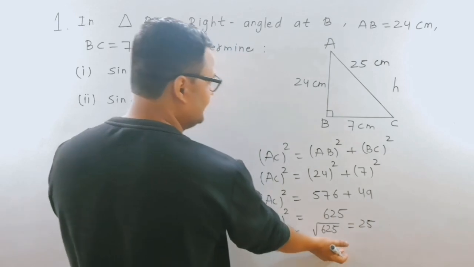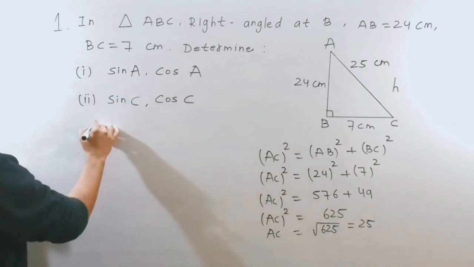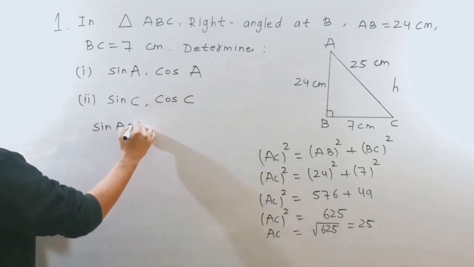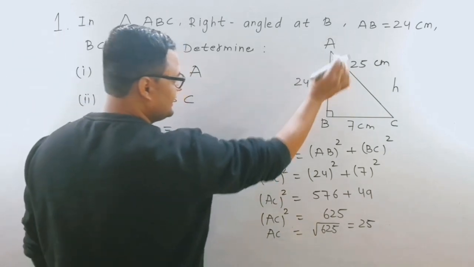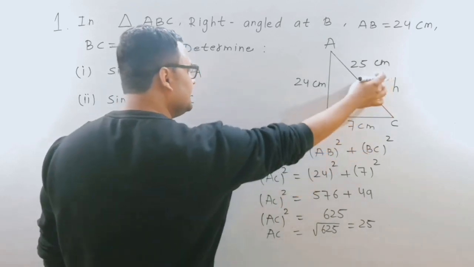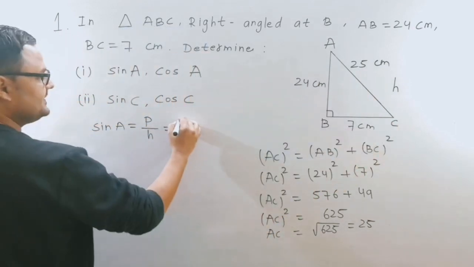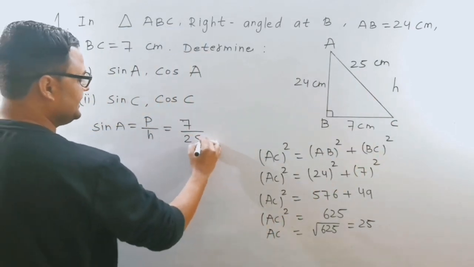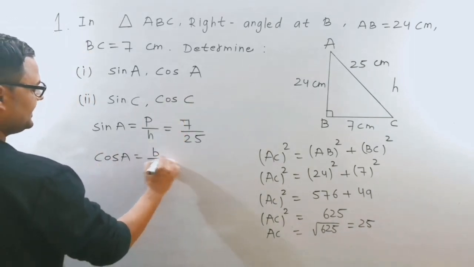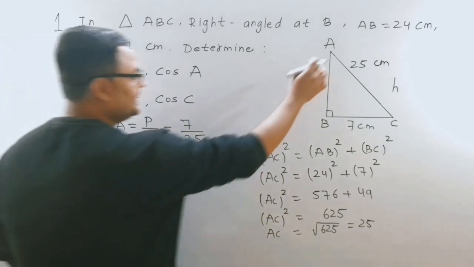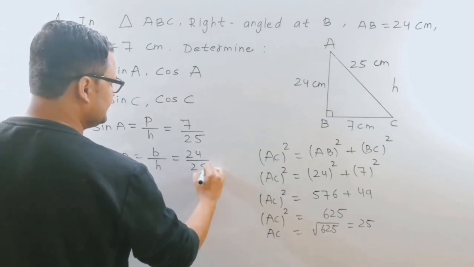Now if we have done this one, the remaining is very easy. Simply put the formula. First one, sin A. Sin A, we know, is perpendicular by hypotenuse. Now for this angle A, this is the base, this is the perpendicular, and the hypotenuse is never going to change. Then perpendicular for A is BC, that is 7, divided by hypotenuse 25. Cos A is base by hypotenuse. For this angle A, AB is the base. It means 24, and the hypotenuse is 25.